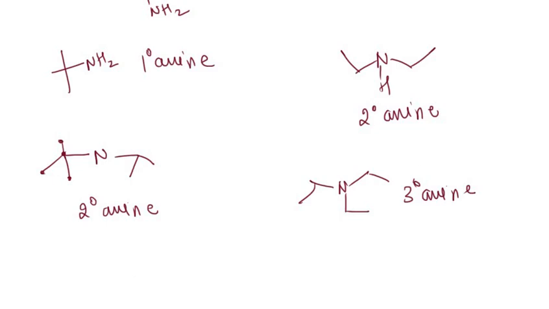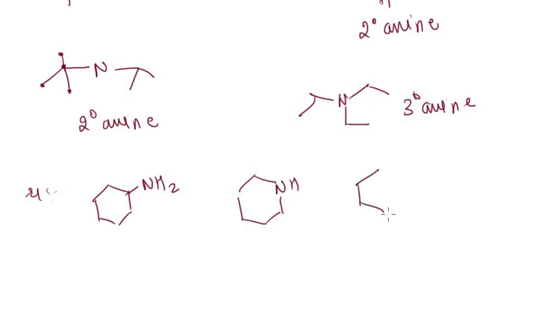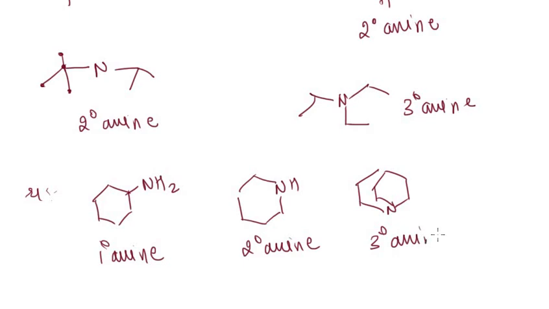Now let's take one more very good example. Yes, that will be this, and that, and also that. That is a 1 degree amine, that is a 2 degree amine, and that will be a 3 degree amine.